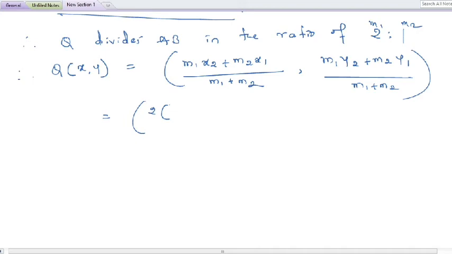Here A's coordinates are 4 comma minus 1, and B's coordinates are minus 2 comma minus 3. It is x1 y1, x2 y2.